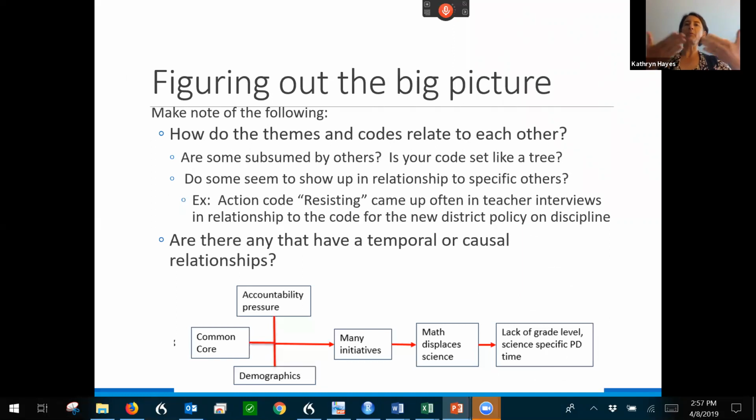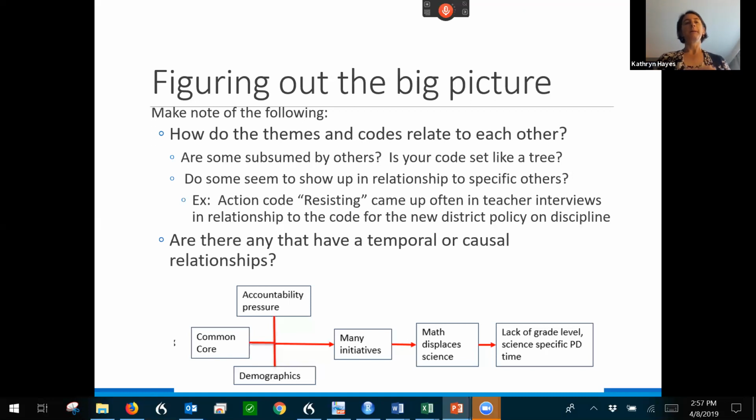Some seem to show up regularly in relationship to others. So, for example, the idea of resistance often came up in teacher interviews in relationship to a particular new district policy on discipline. So this is a former student example, right? So as they're thinking about how teachers are reacting to things, it's resisting, and it's actually this policy that they're resisting, right?